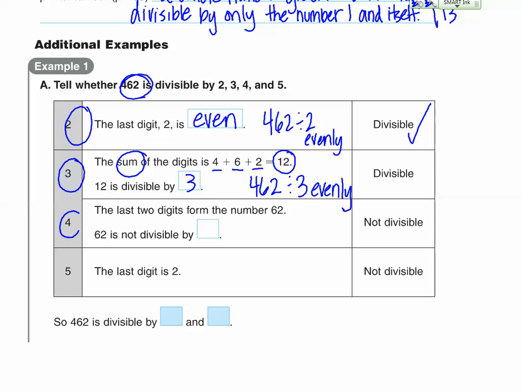The rule for 4. You look at the last 2 digits in your number. So if you look back up at 462, the last 2 digits are 6 and 2, or 62.